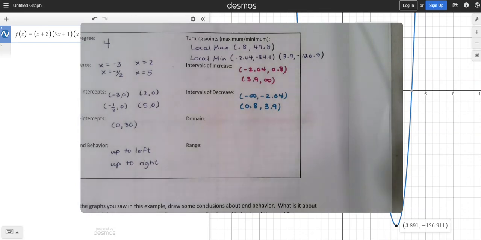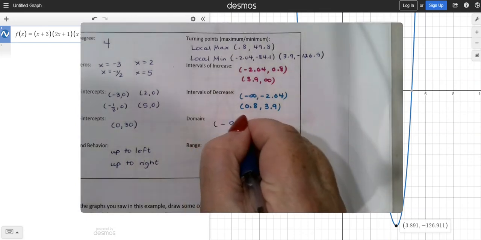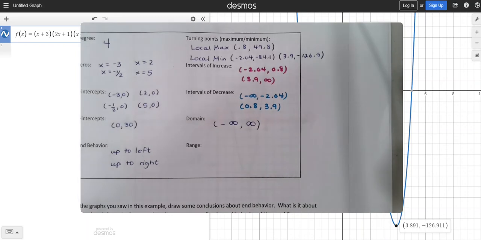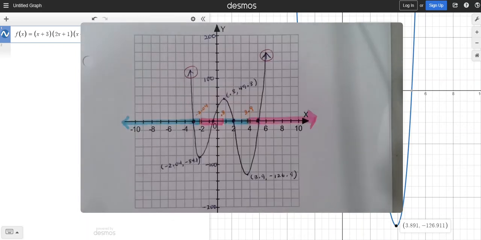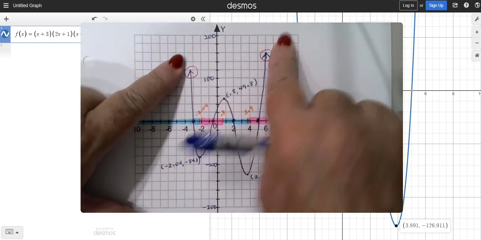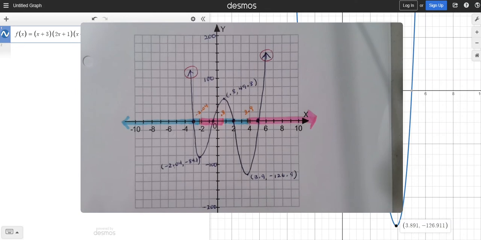All right, the domain, again, all polynomials, our domain is going to be negative infinity to infinity. And then the range on this one is a little bit more interesting. Let's go back to our graph. Clearly this goes up to positive infinity, but there's a lowest point on this graph, right? The y values never go lower than negative 126.9. So I'm going to say my range goes from a low value of negative 126.9 up to positive infinity.